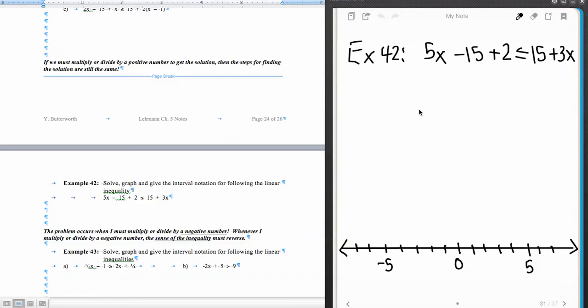Actually, I've changed my mind. Instead of doing the compound inequalities, let's save that for the next video, and let's go ahead and solve this example number 42 in case you've done that one. If you haven't, pause, do it, and then check your answer.